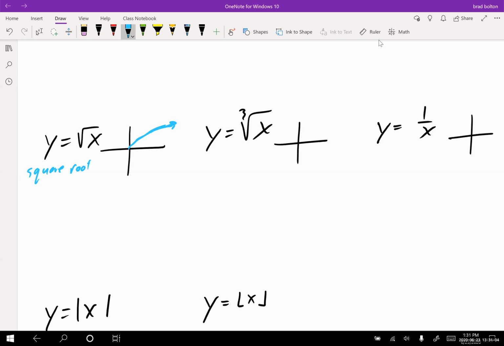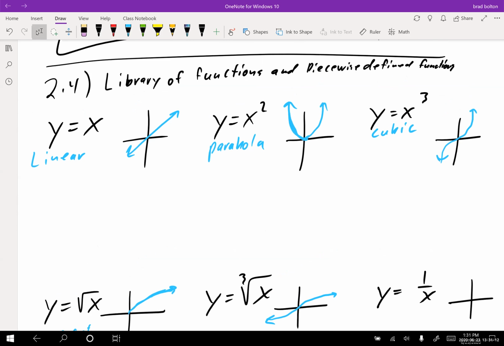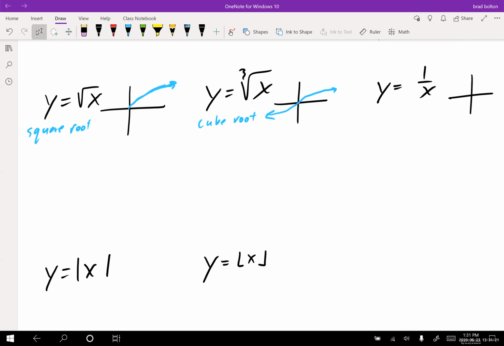We have the cube root function, which looks something like this. It looks very similar to the cubic function, but in a different fashion. So this is the cube root. And we'll talk about why it might take on that property.